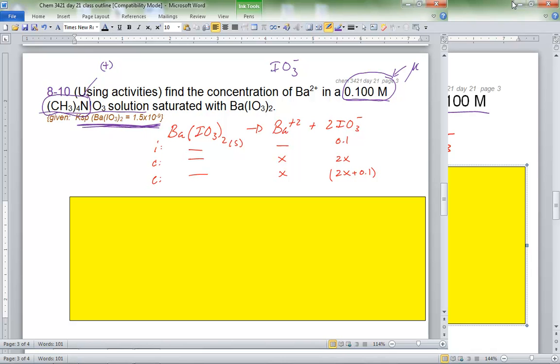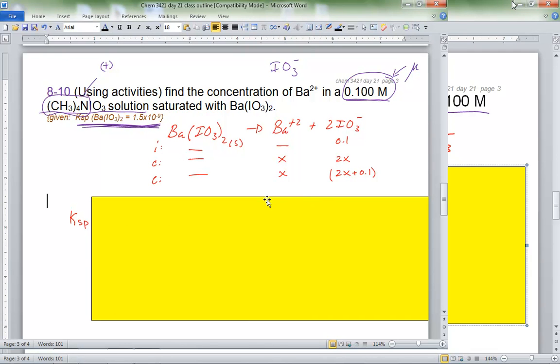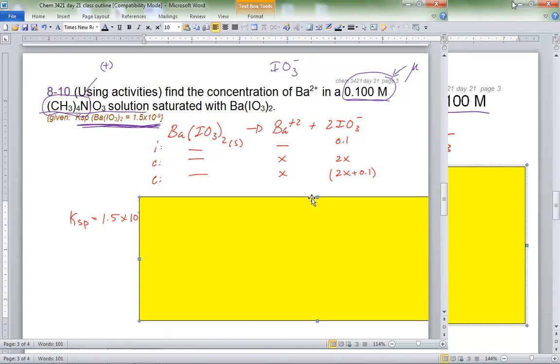Okay? It's not completely my ionic strength. It probably will be a dinky bit higher because there's some barium ions and some iodate anions in there, but their concentration is extremely small because this stuff is insoluble, 10 to the -9. You're going to end up with 0.1. Okay, so I wrote that. Then, hopefully you did what next? Write your KSP. My KSP is 1.5 times 10 to the -9.